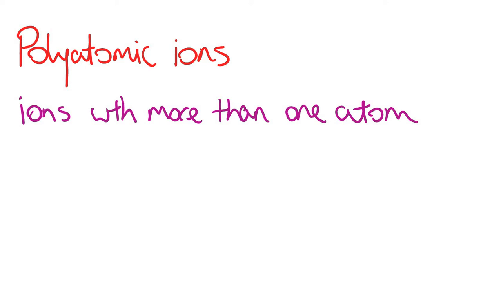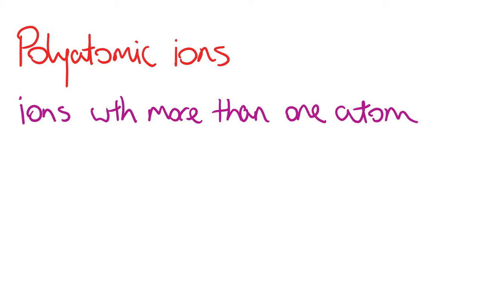In this video, we're going to be looking at polyatomic ions, that is, ions with more than one atom. How these arise is that we usually have a molecule or a compound where one of the atoms has been removed or an extra atom has been added, and so we're left with a species that has an overall charge.